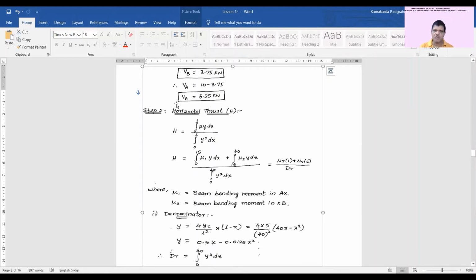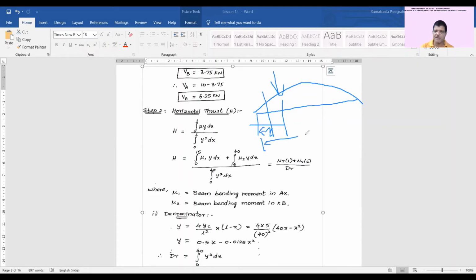Now the bending moment will have two parts in this problem. What are the two parts? Because you have this parabolic arch, and the load is acting at this section, one part will be from here to here, where x is measured from here, and the other part will be from here to here. So there will be two parts where we have to find the solution. One is from 0 to 15, the other is from 15 to 40, the total being 40. So he has taken one integration from 0 to 15 and one from 15 to 40, taking these two parts and dividing by the integral of y square dx.